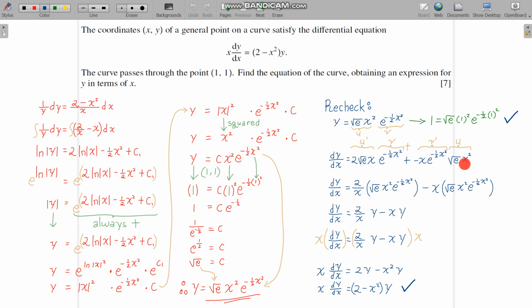We get, this is y actually here, so that's why we have 2 over x times y minus x times y. And then we multiply by x both sides, because that's what we have in the original equation, and we get simply 2y minus x squared y. You can pull out the y, we get this, which is exactly the same as our original equation. So this means it checks, we do have the right solution.